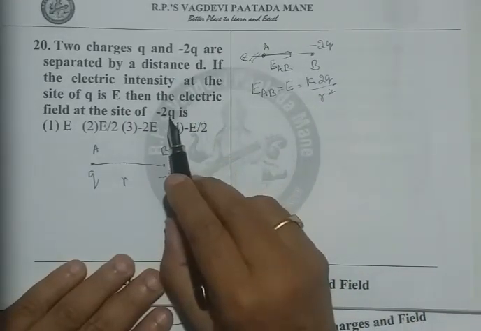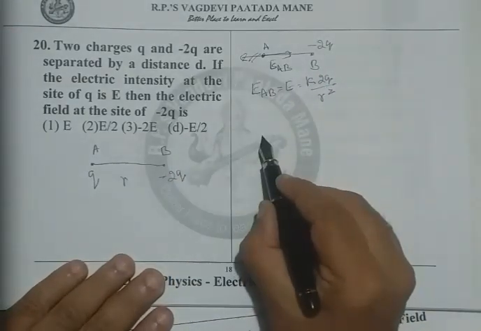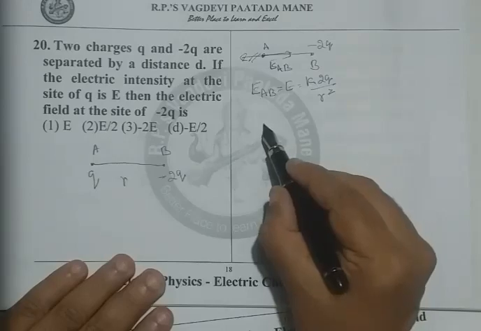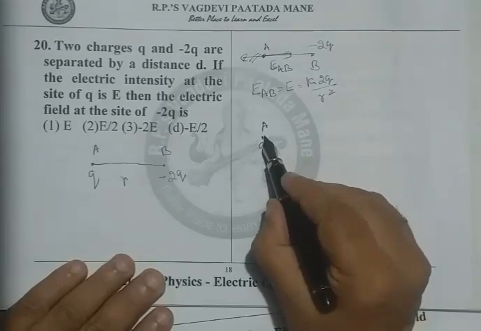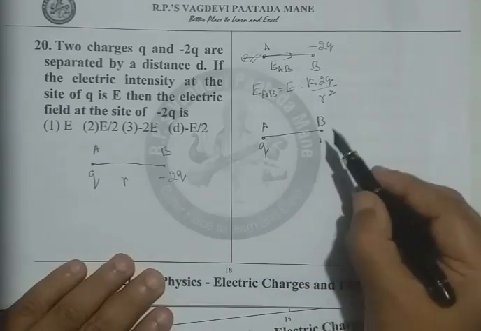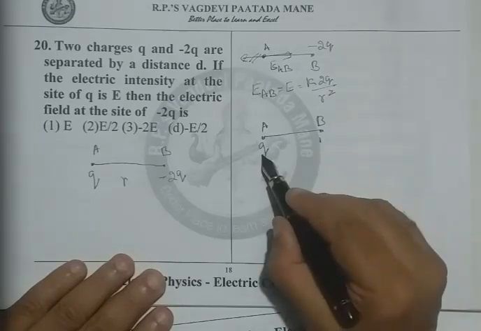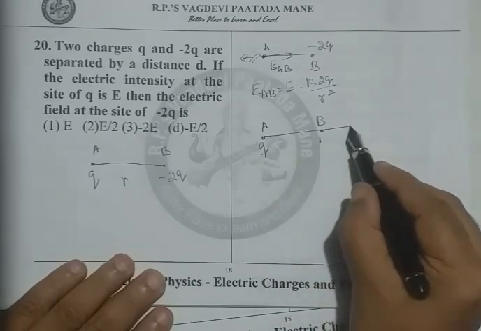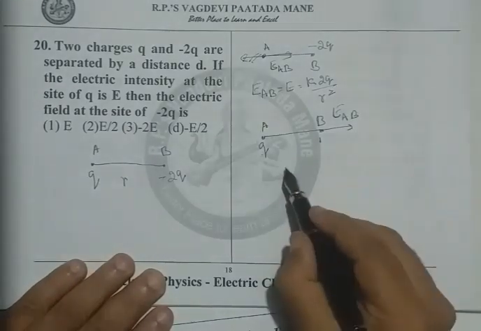Then they are asking us to calculate what is the electric field intensity at the site of B. That is 2Q, minus 2Q. Now, I replace Q to its place A and I consider point B only without its charge. Now we write the electric field here. It is positive charge at A, so electric field is in this direction. I call it as EAB.